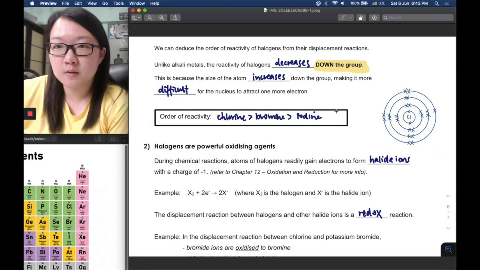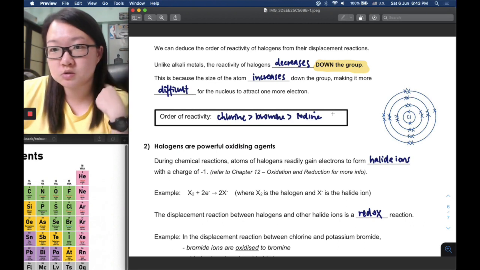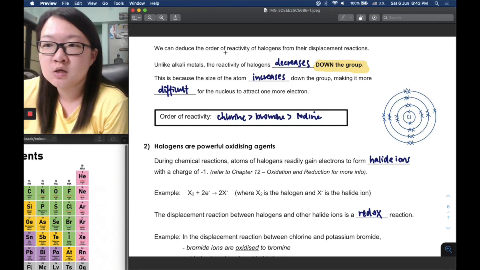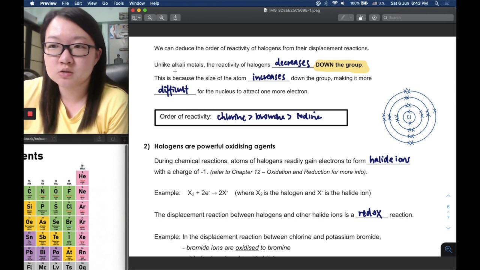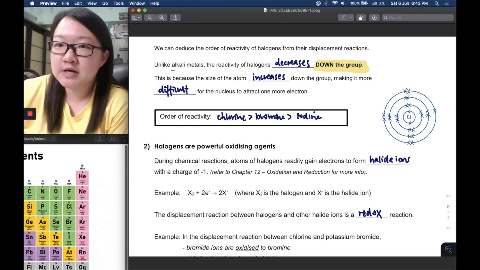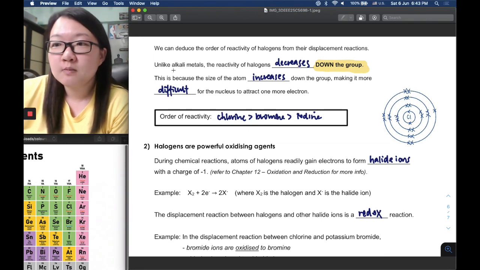Okay, so if we talk about periodic trends, after learning about displacement reactions, we look at trends. We can now deduce the order of reactivity of the halogens from their displacement reactions. If we compare to what we just learned before this, which is group 1 metals, the alkali metals, just as a quick recap, the reactivity of the alkali metals increases down the group. But for halogens, it is the opposite. The reactivity of halogens actually decreases down the group.